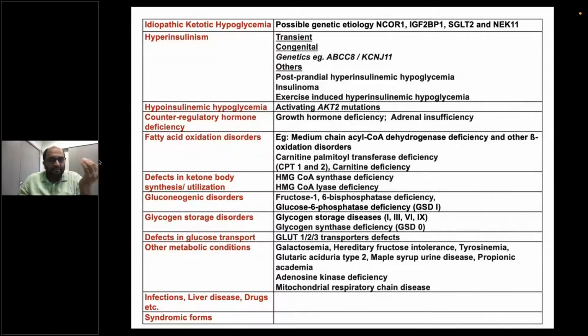Hyperinsulinism can either be transient, especially in newborn babies, or genetically driven, and several genes have been reported that can cause congenital forms of hyperinsulinism. There are also other endocrine and metabolic causes. Among the endocrine causes, we would look at growth hormone deficiency or adrenal insufficiency. There are also several other metabolic disorders that cause hypoglycemia in children. Next, please.